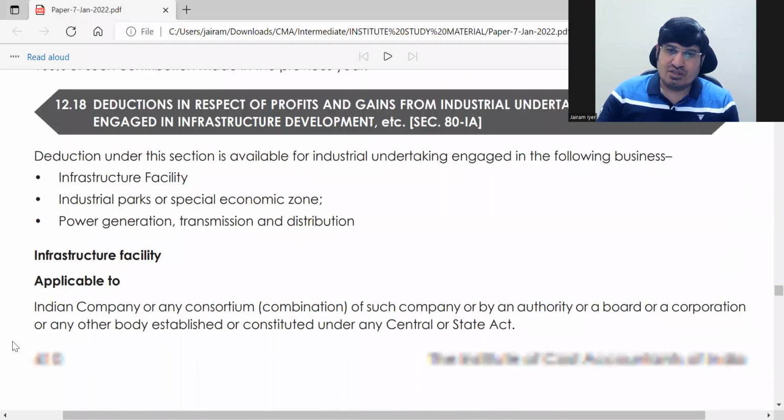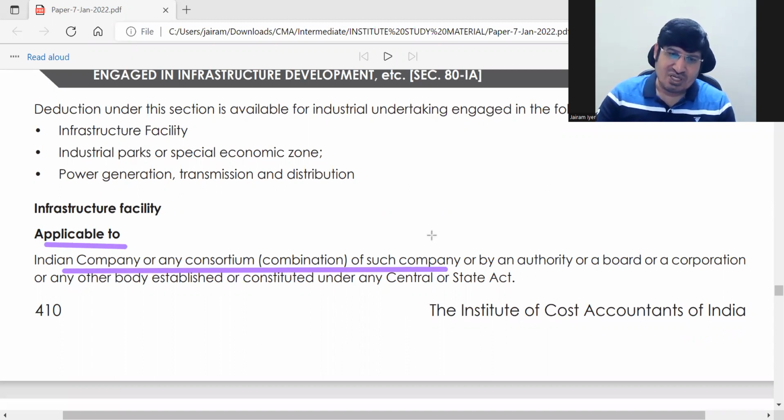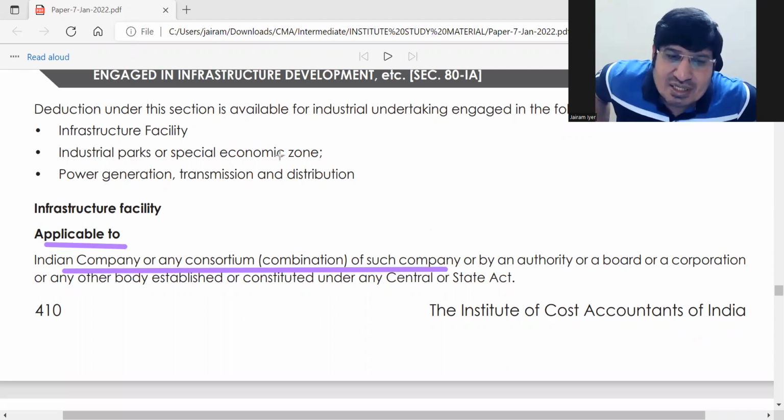First is infrastructure facility. So to whom is this applicable? An Indian company or a group of companies. Many times why a group of companies? Because investing in these things is very, very costly. So many times a certain number of companies come together for these kinds of investments, a kind of joint venture.